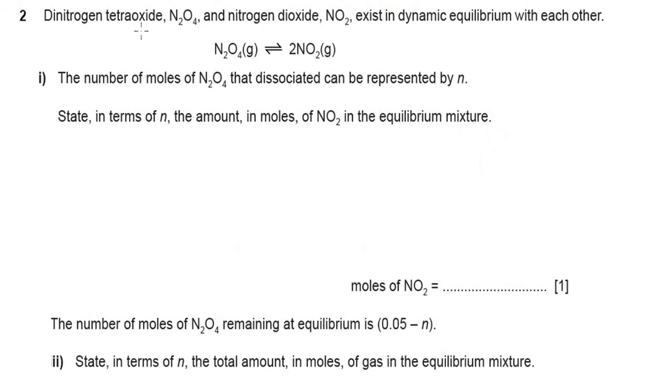Let's go ahead with the next question, which says again the dinitrogen tetroxide and nitrogen dioxide exist in equilibrium with each other. The number of moles of dinitrogen tetroxide that dissociates can be represented by N. State in terms of N the amount in moles of NO2 in the equilibrium mixture. Now if we look at the mole ratio of the reaction, it is 1:2. So if N moles have dissociated, then 2N moles must have formed. So the moles of NO2 at equilibrium is 2N.